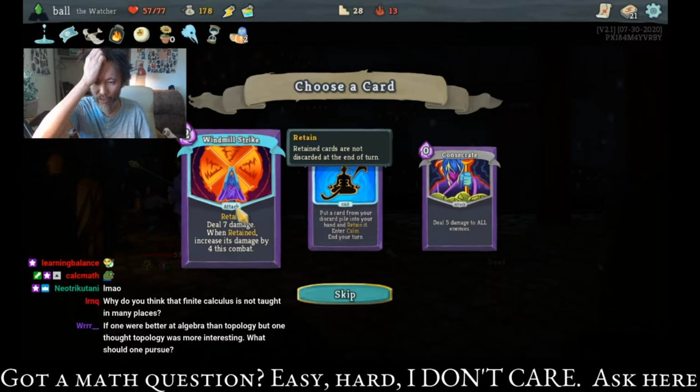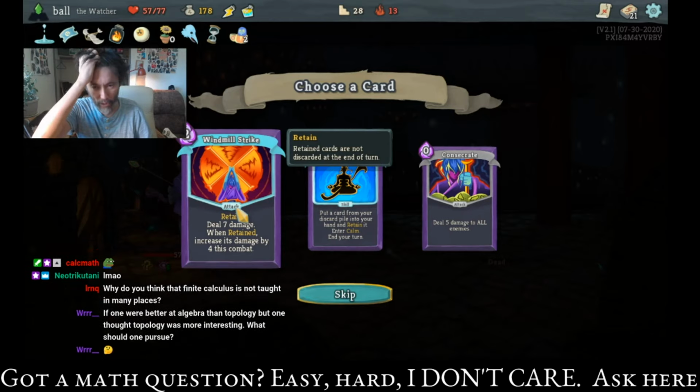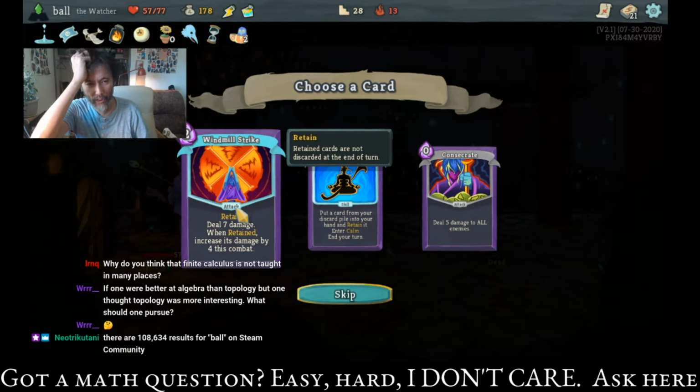Algebraic topology. If one were better at algebra than topology, but one thought topology was more interesting, what should one pursue? Algebraic topology. Algebraic topology is very algebraic and very topological. Just don't ever do topological algebra, okay?